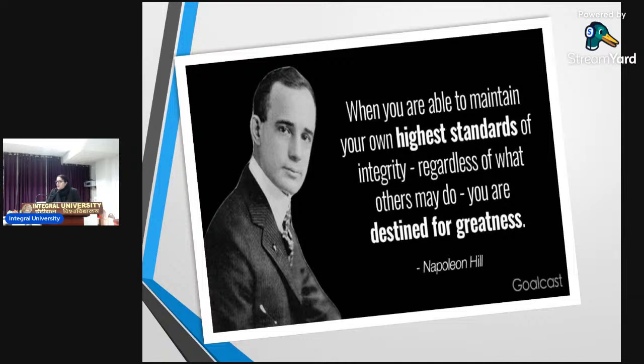So maybe thousands of people around the cohort that you are working in may not adhere to the highest standards of integrity because they might think that it's okay to take a shortcut, it's okay to falsify a result, right? But you don't have to do that, because when you're able to maintain your own highest standards of integrity, your own moral compass, regardless of what others are doing, you have to do what you think is right, right? So that will make you great.